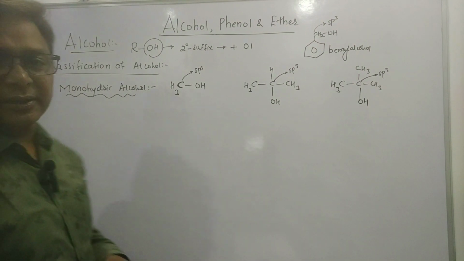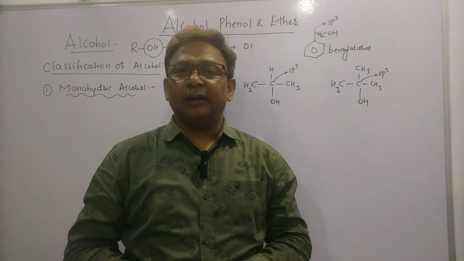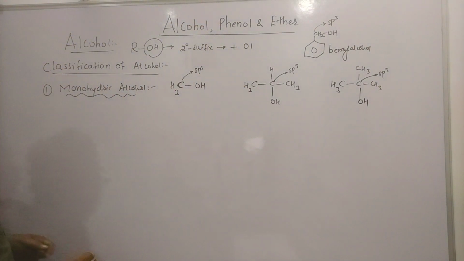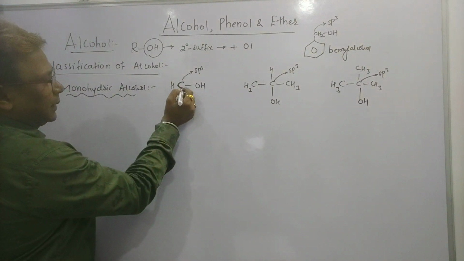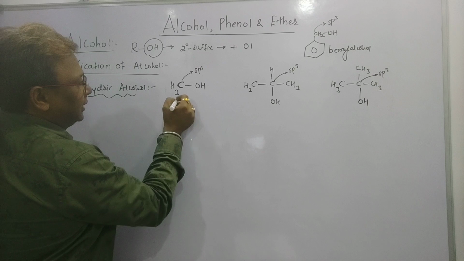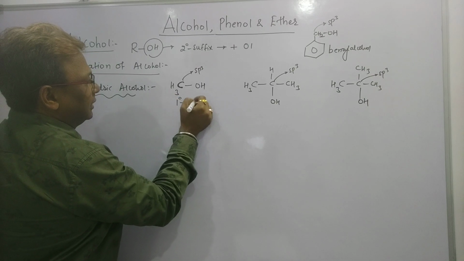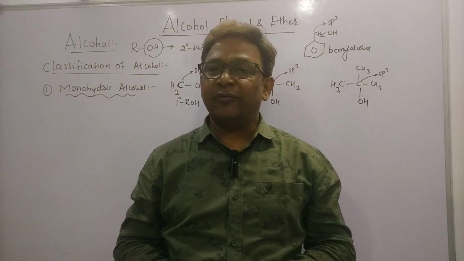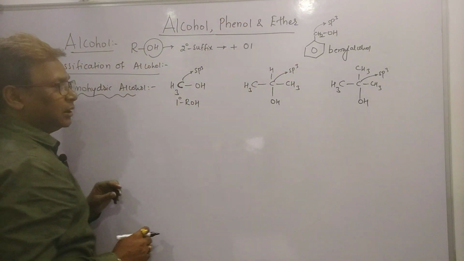But now you can see monohydric, dihydric, and trihydric, polyhydric alcohol. We'll see here OH bonded to the carbon, and the carbon is bonded with no other carbon. This carbon is called a primary carbon, and the alcohol will be called a primary alcohol. Primary alcohol is denoted in the form of 1 degree ROH.